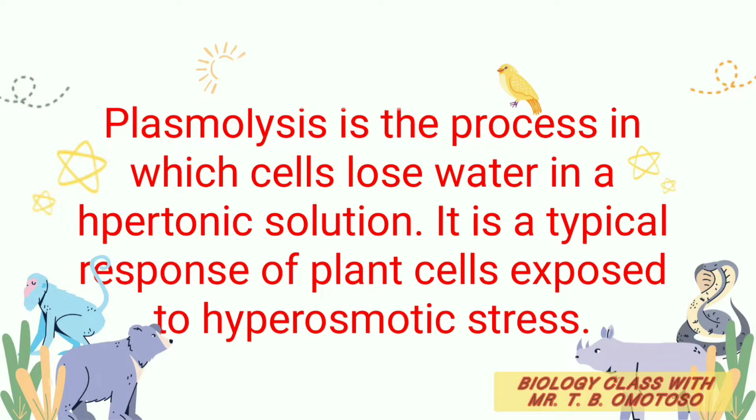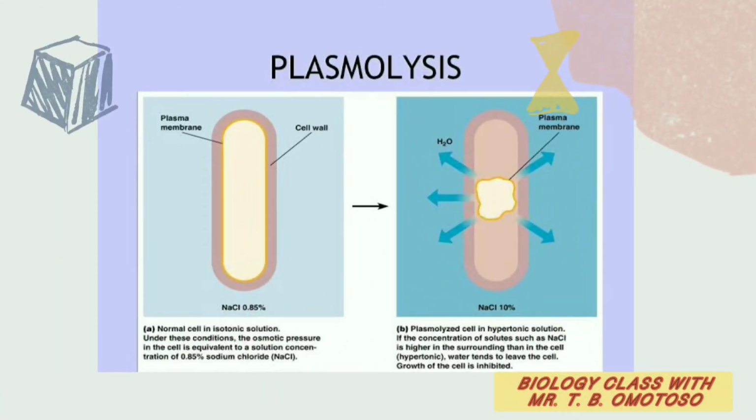So in that aspect, when a cell is placed in a hypertonic solution, it begins to lose water to the outside, to the extent that when it begins to lose water, it shrinks. Looking at the diagram here, looking at the cell membrane, the plasma membrane and the cell wall, because it was placed in a hypertonic solution of NaCl, which is sodium chloride, and the concentration was high compared to the solvent, the cell wall begins to shrink. So invariably, the water in the cell is removed.